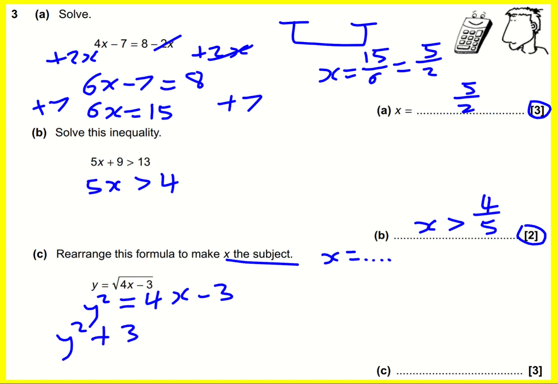So y squared plus 3 equals 4x. Now divide by 4. x is going to equal y squared plus 3, all divided by 4. Leave that as a fraction, absolutely fine, done.